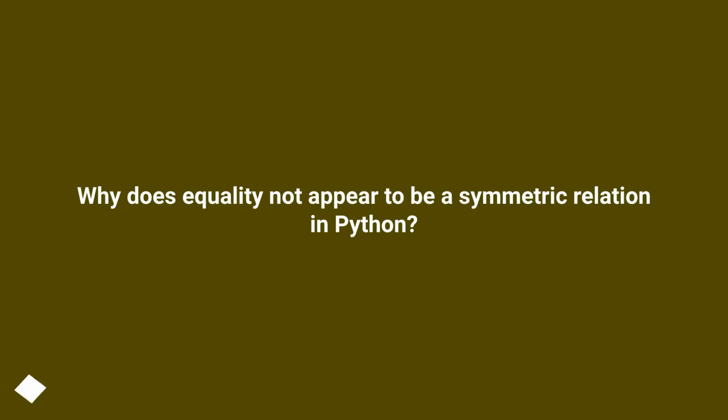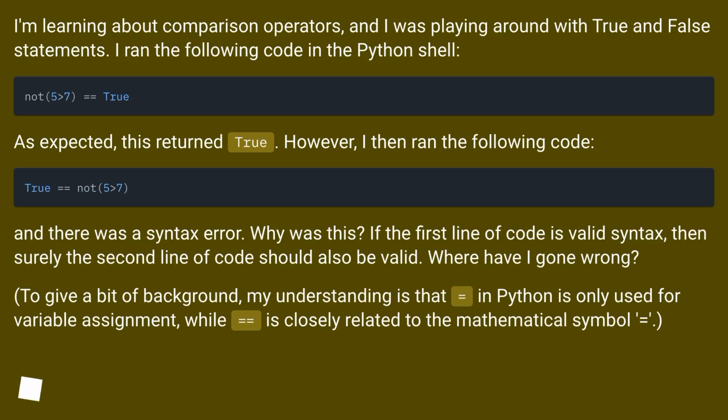Why does equality not appear to be a symmetric relation in Python? I'm learning about comparison operators, and I was playing around with true and false statements. I ran the following code in the Python shell.